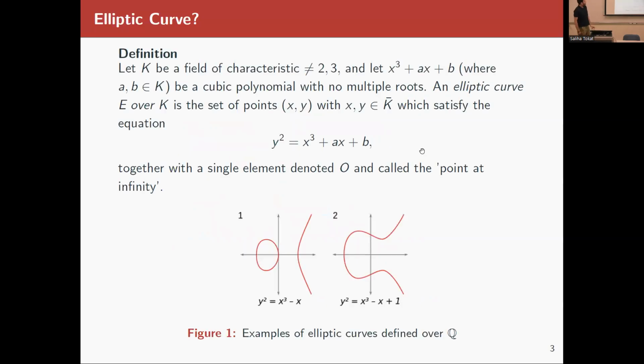And let's see what elliptic curves are. The definition of elliptic curves is the following. Let's say we have a field of characteristic not 2 or 3, and we have a cubic polynomial with no multiple roots. An elliptic curve is the set of points which satisfies this equation, and we have to include one more element, which is called the point at infinity. Basically, it serves the role of identity. We actually can construct an abelian group structure on elliptic curves, as we will see in a minute.